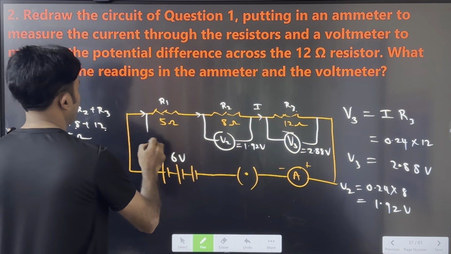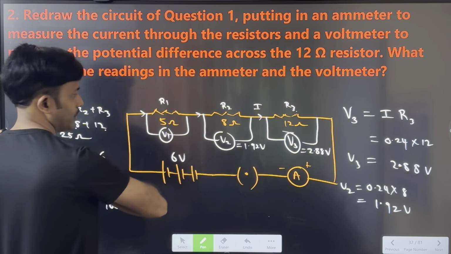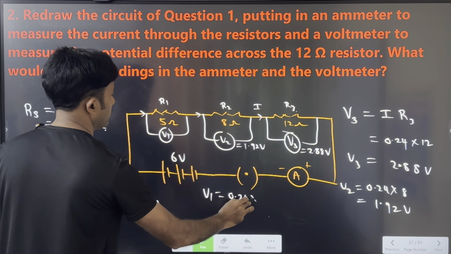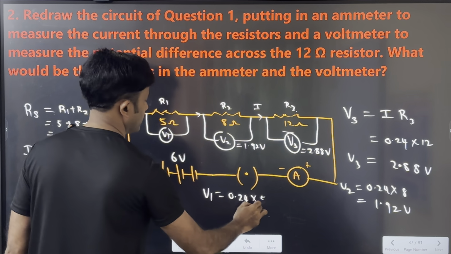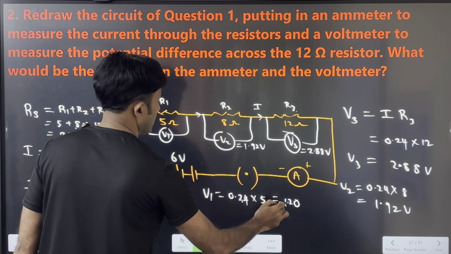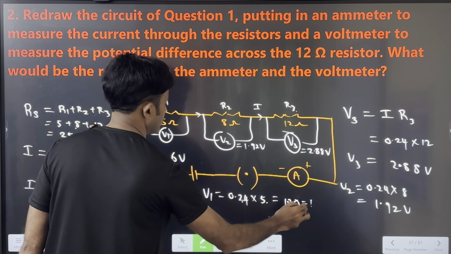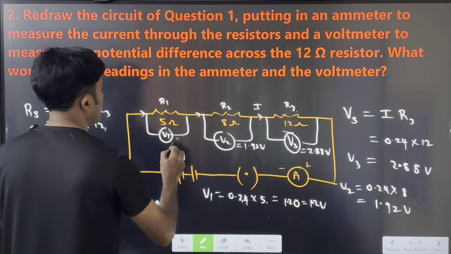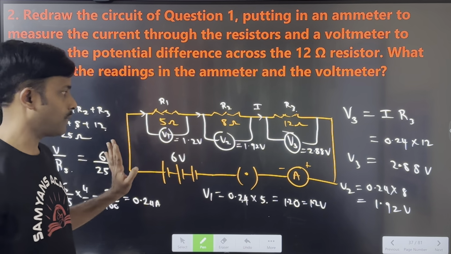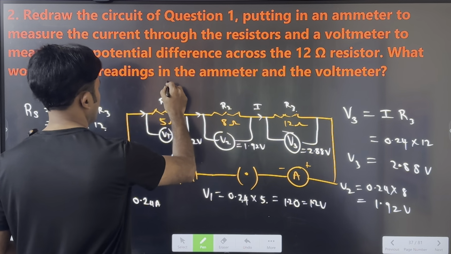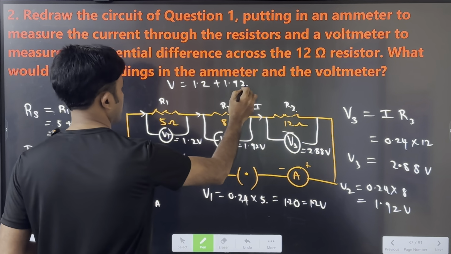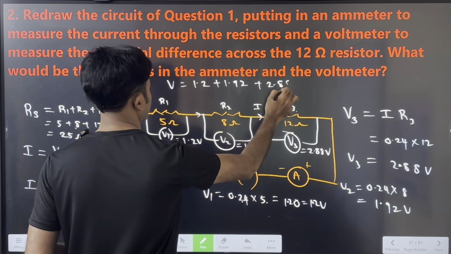Similarly, find V1 also. How do you find V1? V1 equal to the current value, which is always the same, 0.24, across the 5 ohm resistor, into 5. 5 times 4 is 20, 5 times 2 is 10 plus 2. How much is it? 1.2 volts. Now combine them. Are you getting 6 volt or not? Just check here. Combine all these values: 1.2 plus 1.92 plus 2.88.